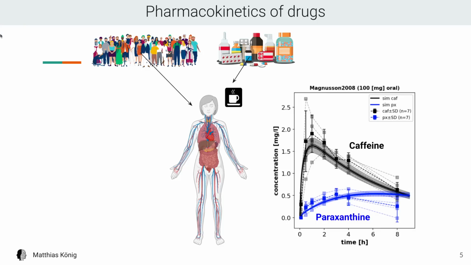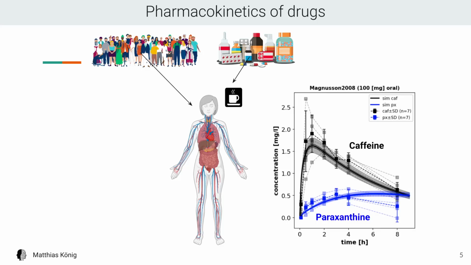To make the concept of pharmacokinetics more tangible, I'd like to show you a simple but very illustrative example: caffeine. We're looking at a healthy young woman who drinks a cup of coffee. This corresponds to approximately 100 milligrams of caffeine. After ingestion, the caffeine concentration in the blood rises and reaches its peak concentration after about 1 hour. After that, the concentration gradually decreases. In the liver, caffeine is metabolized into paraxanthine, an important step in the individual degradation process.